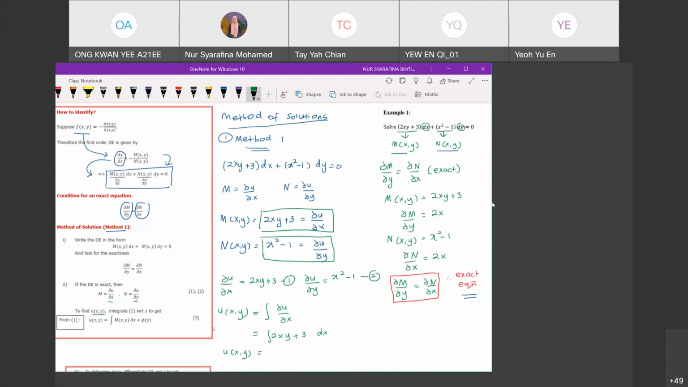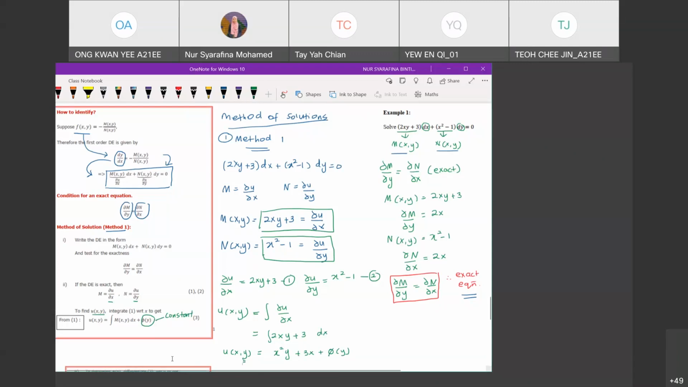You have x squared y plus 3x plus psi y. Psi y, this is your constant. Okay. Just before this, we integrate with plus c. Now we plus psi y. Why? Because here we integrate with respect to x. So we just assume that the constant should consist of another variable of y here.